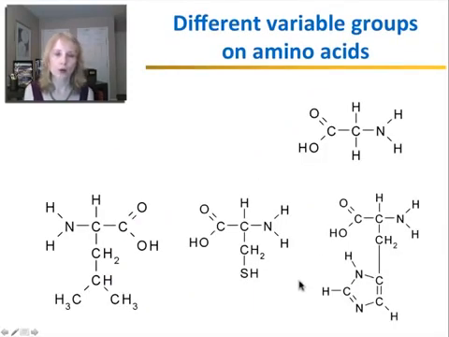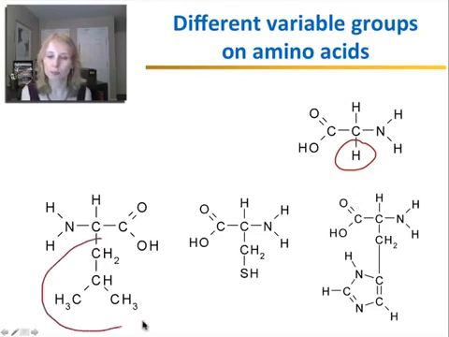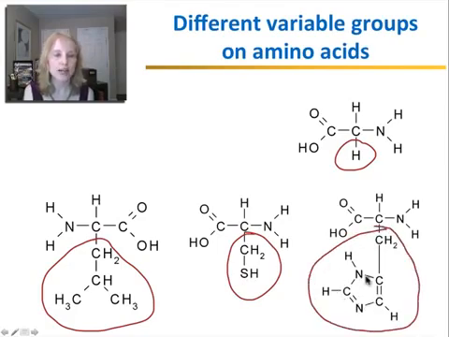So here I'm just showing you a picture of some different types of variable groups. This amino acid simply has just a hydrogen as its variable group. This one has a much bigger variable group composed of carbons and hydrogens. This one has even a sulfur as part of its variable group. And this amino acid has a pretty complex ring structure as its variable group.